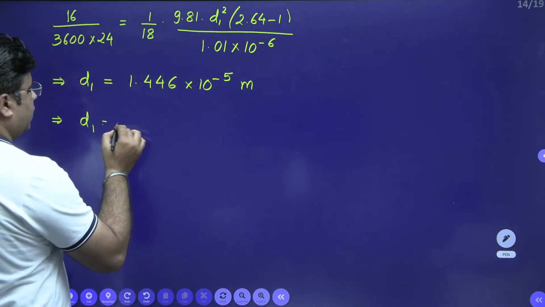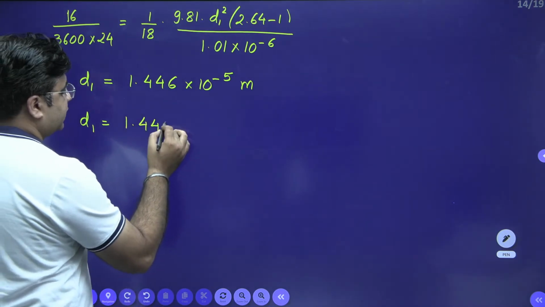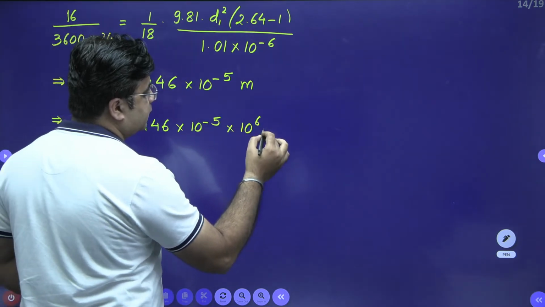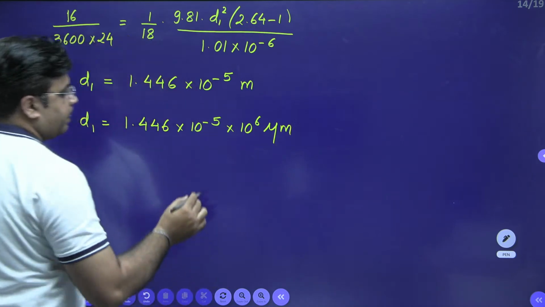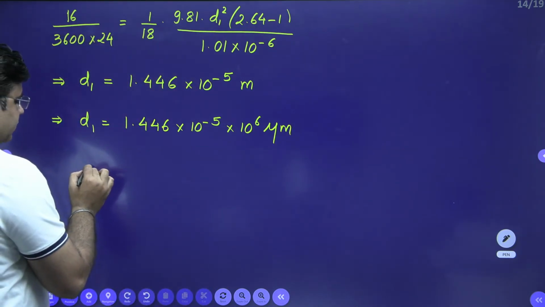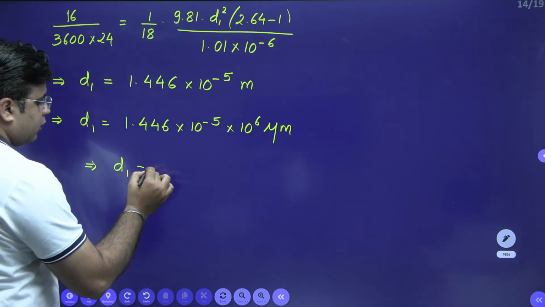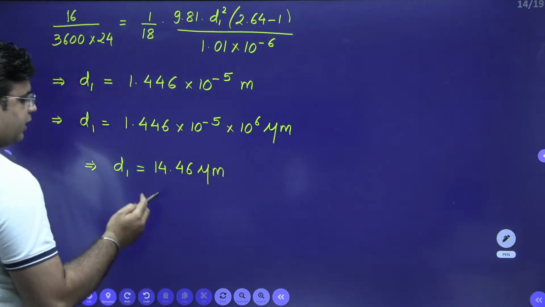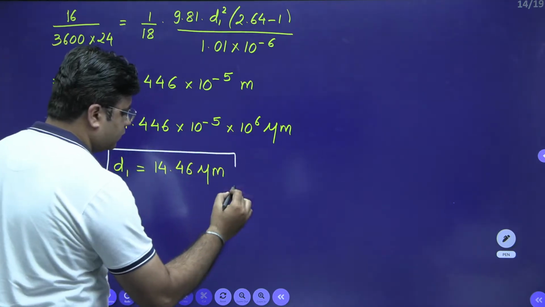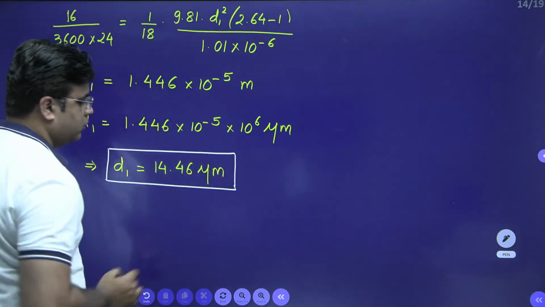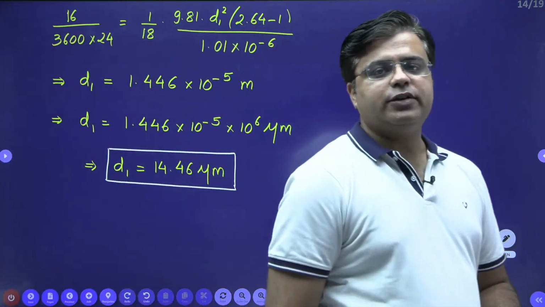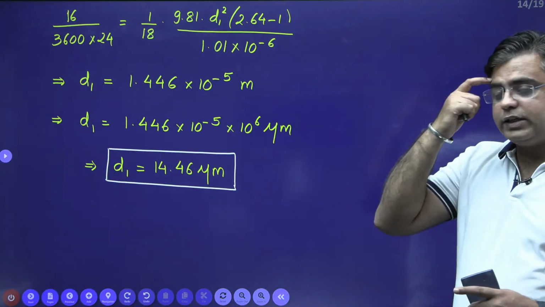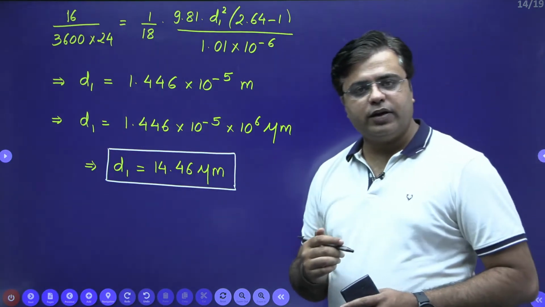So D1 is equal to 1.446 into 10 raised power minus 5 into 10 raised power 6 micrometer. When you solve this, you will get the answer of D1 as 14.46 micrometer. This is the final answer. The size of the particle that will be removed with 80% efficiency is 14.46 micrometer. I hope you have understood this solution.